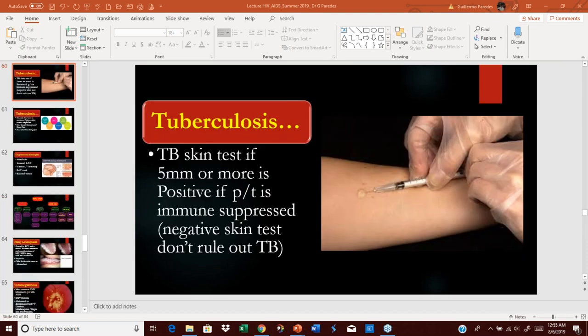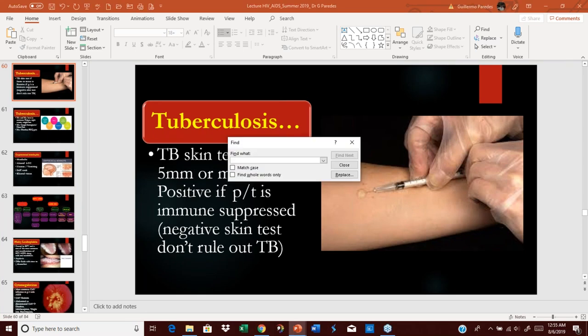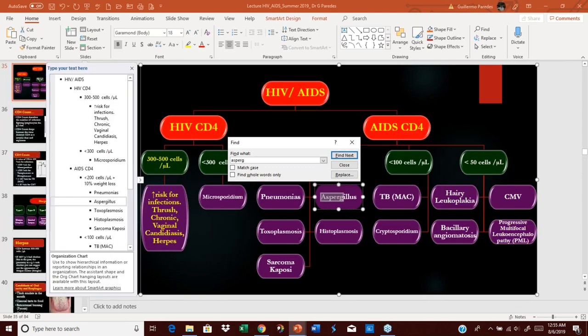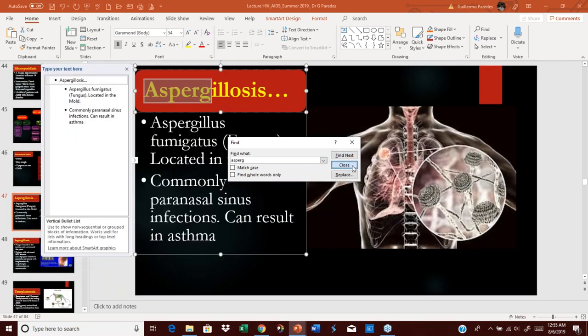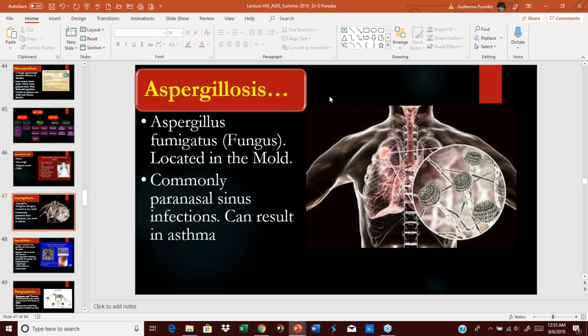Okay, so we have aspergillosis. Let's talk about aspergillosis. Aspergillosis is a fungus, okay? And please be sure to remember that when you are talking about complications and infections, you need to know which one is a fungus, which one is a virus, and which one is a bacteria. This is a must, okay?